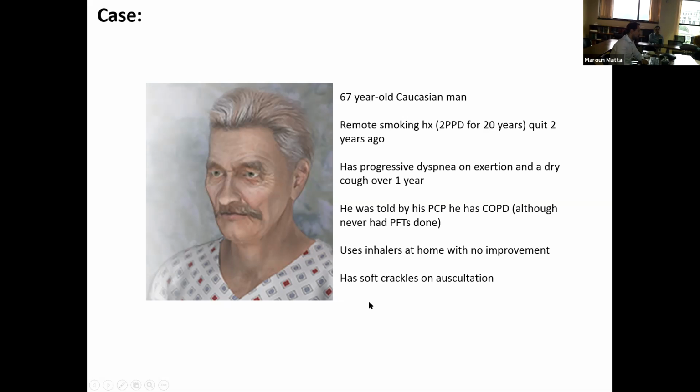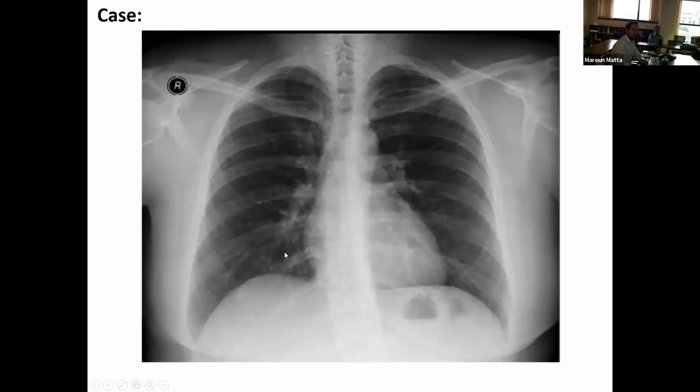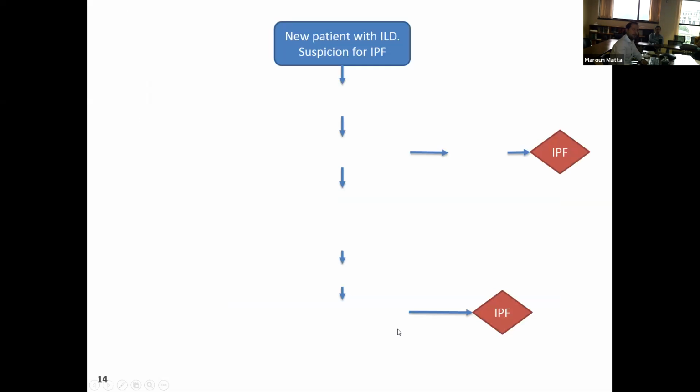There are never PFTs done, the X-ray is not terrible, nobody really listens to their lungs, and eventually, when they don't improve, they are referred for pulmonary evaluation. This is the X-ray. Like we said, it's not going to tell you very much. You can hallucinate a lot of stuff, but it's really going to look like a normal CT.